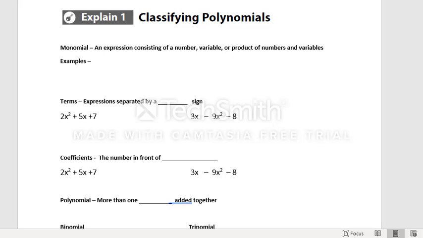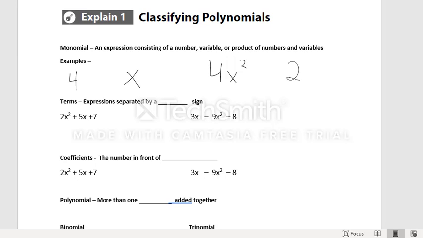All right, our first vocabulary word is monomial. If you break it into key parts, mono means one, so this is one expression that consists of a number, a variable, or a product of numbers and variables. It means it's one thing altogether. So some examples: 4 is a monomial, x is a monomial, 4x squared is a monomial. Because these are multiplied together, it still counts as one chunk, one unit.